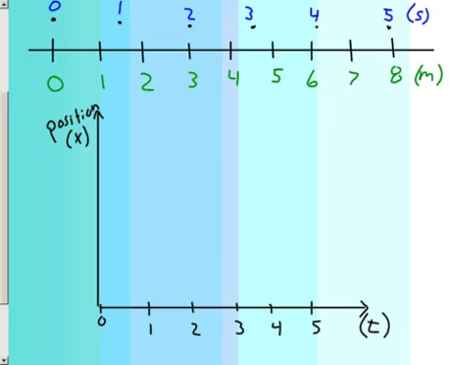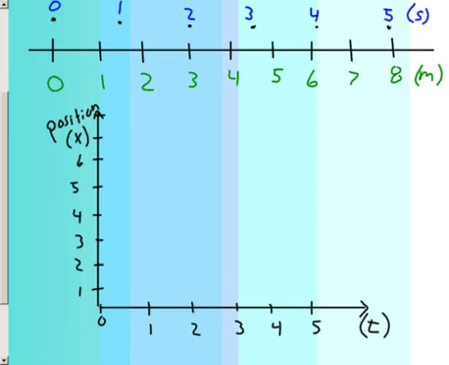Position goes up to 8, so those will be a little closer together. 1, 2, 3, 4, 5, 6, 7, 8. And 1, 2, 3, 4, 5, 6. We're going to stop. We can figure out the rest. All right, so there we go.